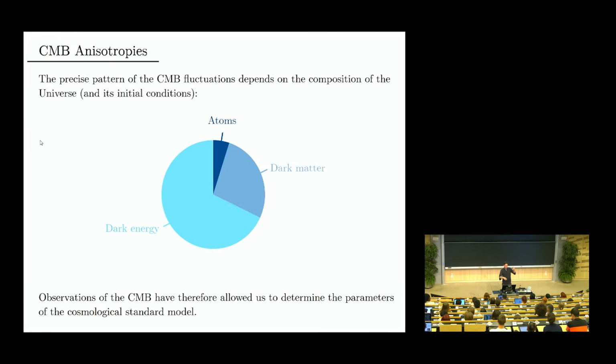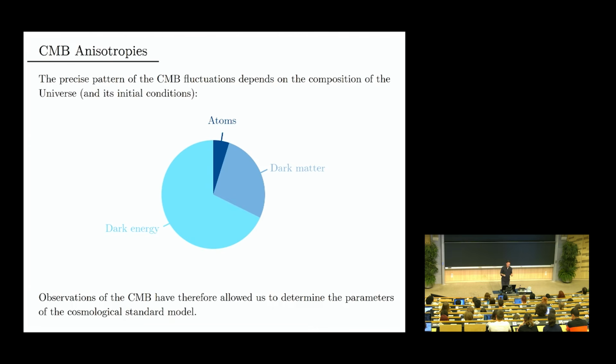The precise pattern, if you look more closely, of course, the first peak is higher than the other peaks. Odd and even peaks have kind of alternating size, if you look carefully. There's an average trend that's very nearly scale invariant. So there are fine details of this picture that depend on the precise composition of the universe.